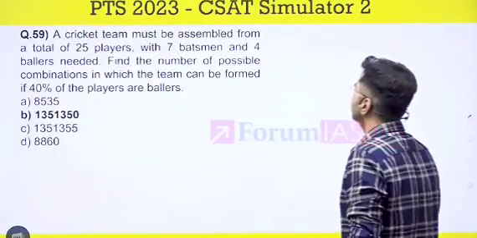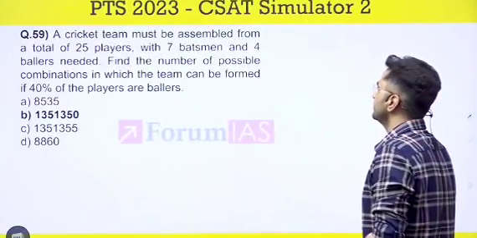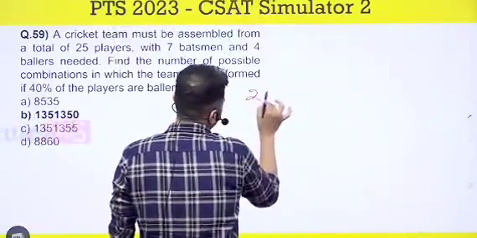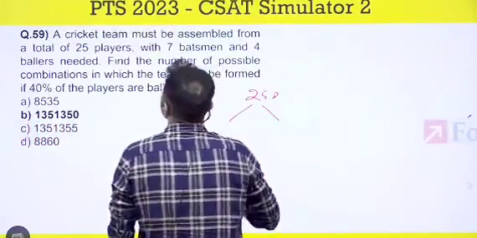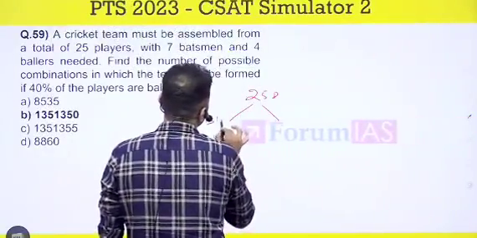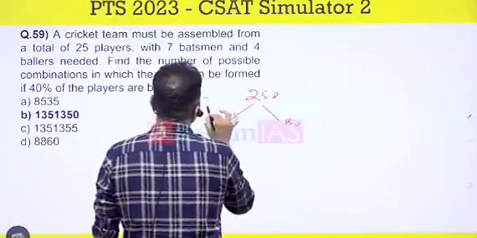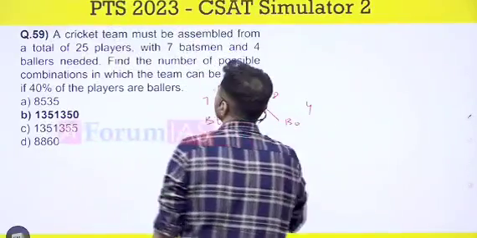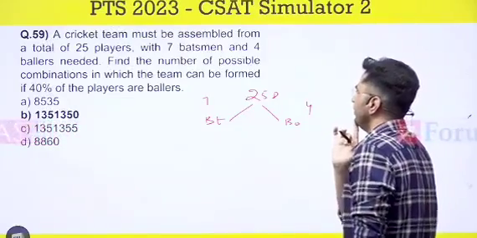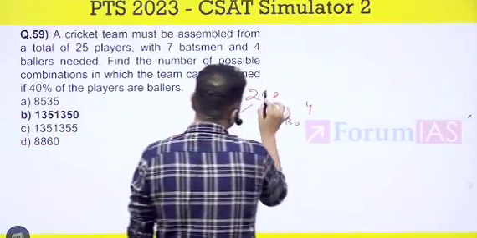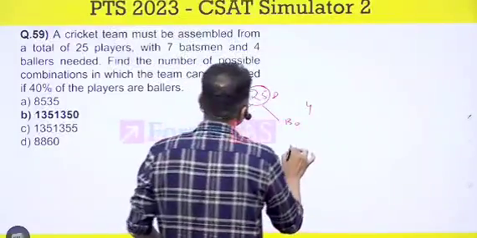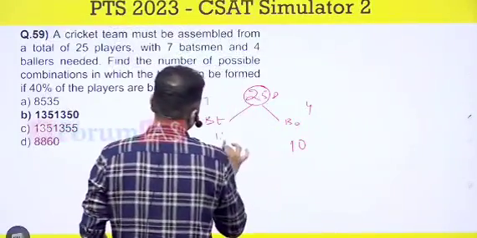A cricket team must be assembled from a total of 25 players, with 7 batsmen and 4 bowlers needed. So 25 players. We need, let's say, batsmen and bowlers: 7 here and 4 here. Then find the number of possible combinations in which the team can be formed if 40% of the players are bowlers. What is 40% of 25, 25 into 4?